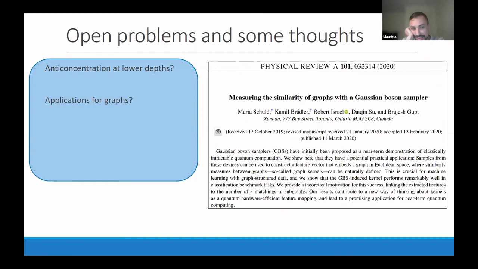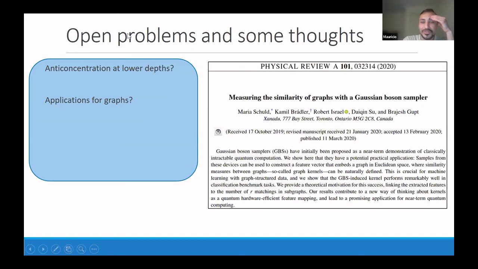Another thing we're interested in is what about applications for graphs? These sampling schemes don't really have applications, and people try to find applications for them. People have found in Gaussian boson samplers applications to graph problems. We found that there are similar connections in our case for active FLO. So there are connections to the coloring of graphs or coloring of matchings. I will have to say though, it's not like real problems. They're more like toy problems, but still it's interesting because if you can show supremacy of sampling, then maybe you can show supremacy for some of these kinds of problems.